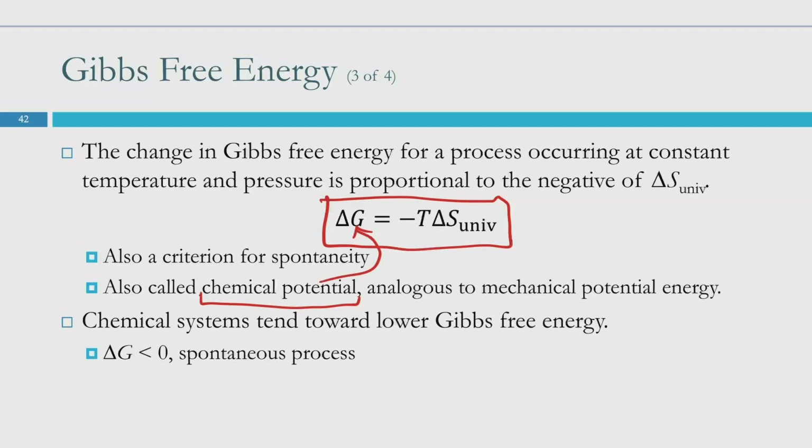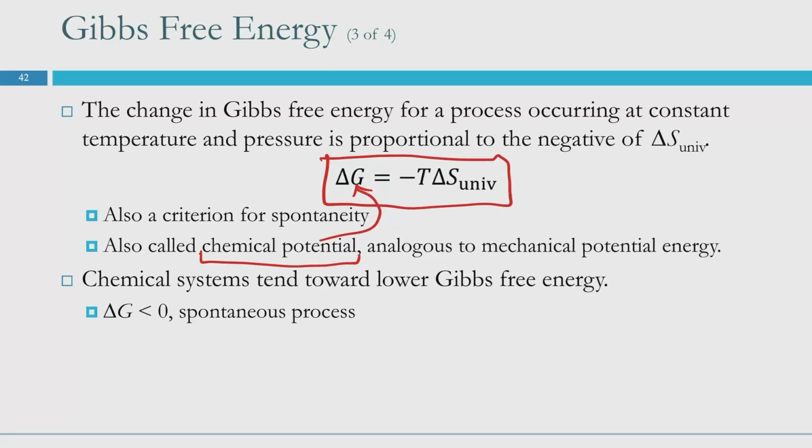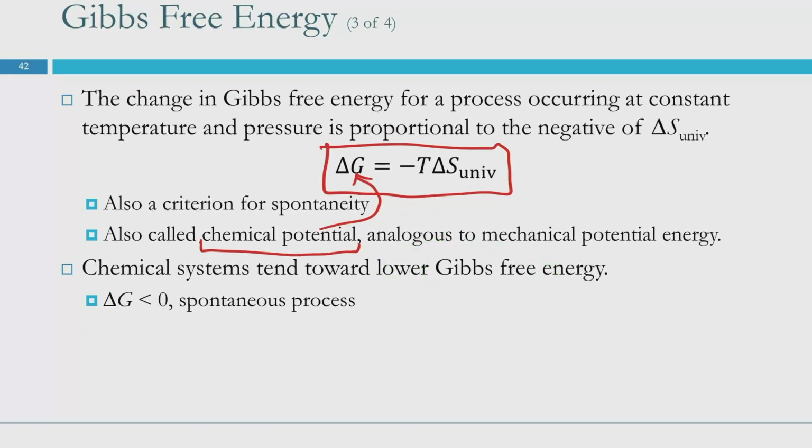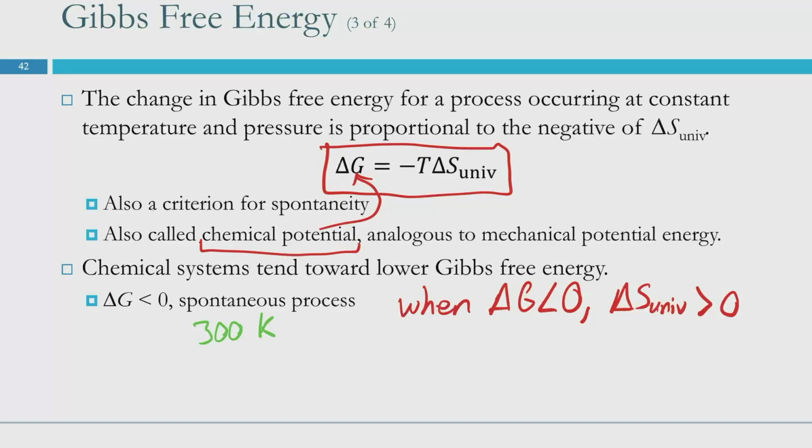How much chemical work we can get out of a system. Chemical systems tend towards a lower Gibbs free energy. When delta G is less than 0, so when delta G is negative, we are going to have a positive change in entropy of the universe. So like, let's say that we're doing something at 300 Kelvin and delta G is negative 50 joules. Just to put some numbers to it to show you. So negative 50 joules for our change in Gibbs free energy, and our temperature is 300 Kelvin.